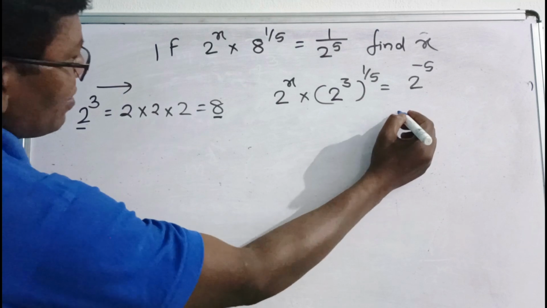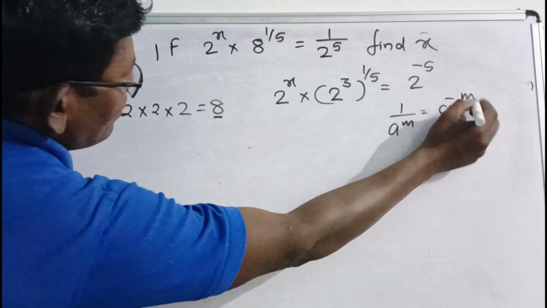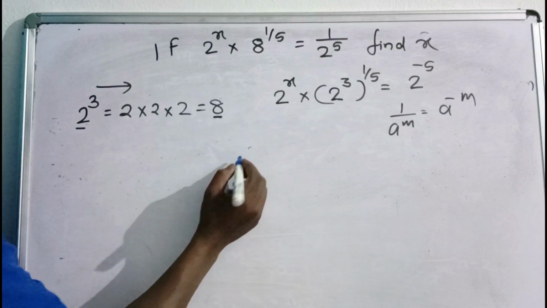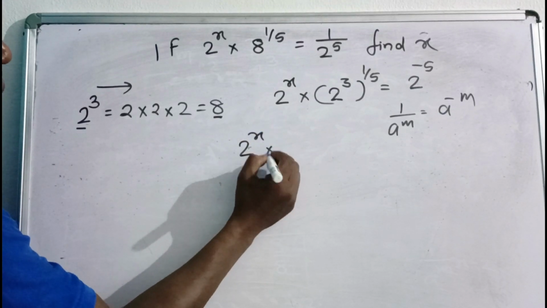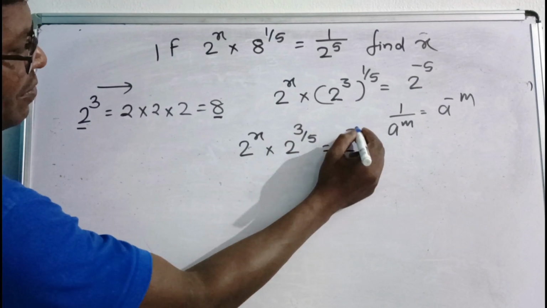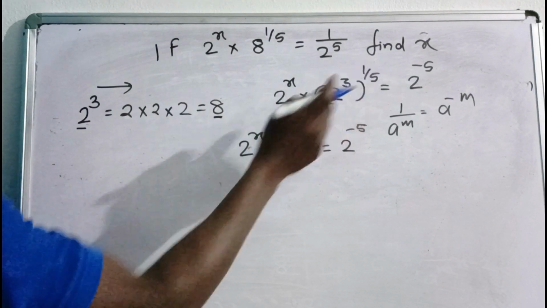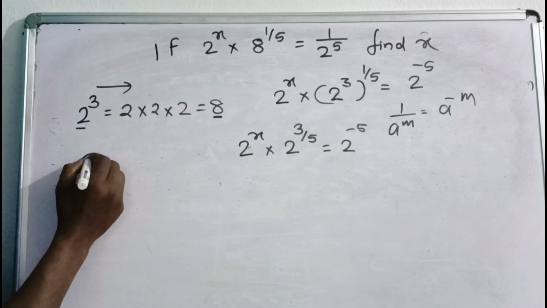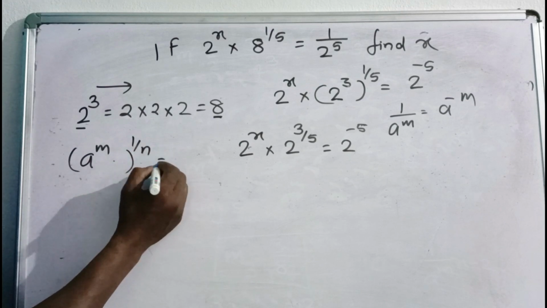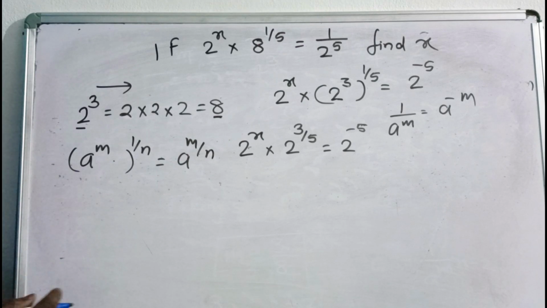Minus 5 क्यों? Here we are using one property, 1 upon a raised to the power m is nothing but a raised to the power minus m. Now 2 raised to the power x into 2 raised to the power 3 by 5 is equal to 2 raised to the power minus 5. 3 by 5 कैसे आया? Again we are using the property a raised to the power m into 1 upon n is nothing but a raised to the power m upon n.